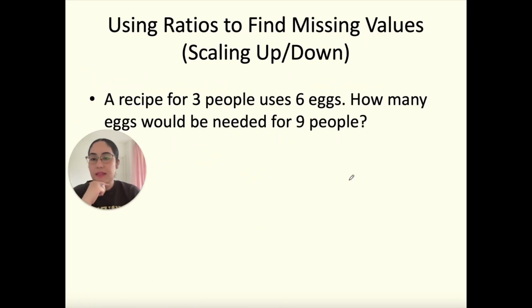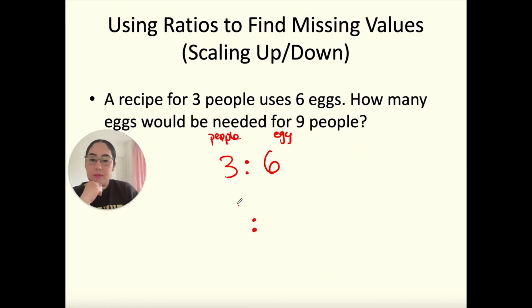Now, another type of question that you can get is where you use ratios to find a missing value. It says, a recipe for 3 people uses 6 eggs. How many eggs would be needed for 9 people? First of all, we're going to write that down. For 3 people, 6 eggs are needed. So the ratio is 3 to 6. This is people, and this is eggs, so we write them in the same order.